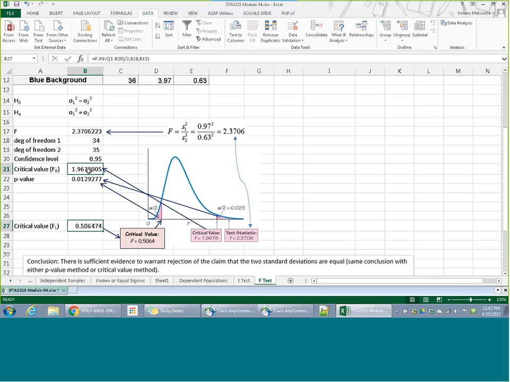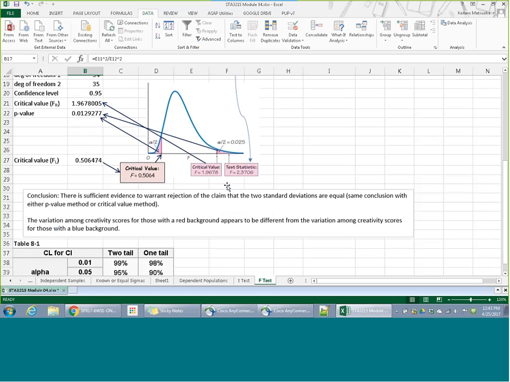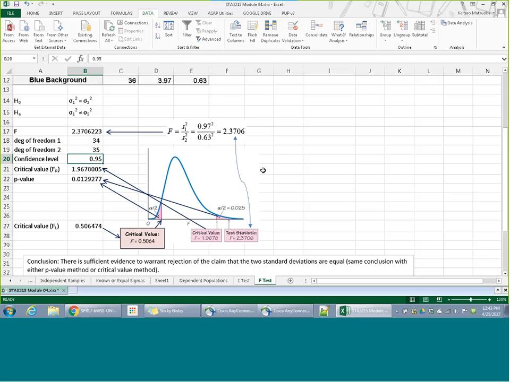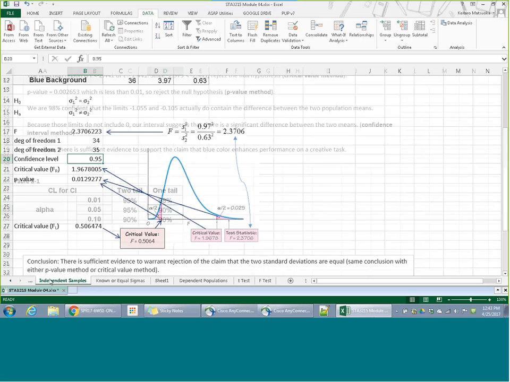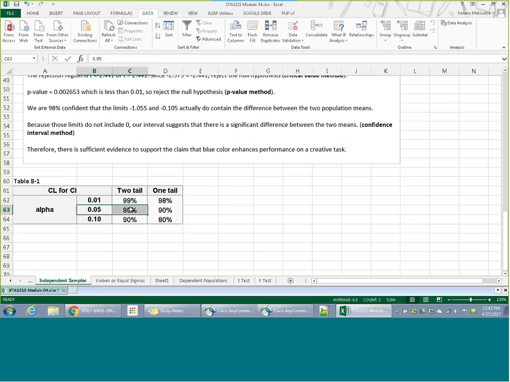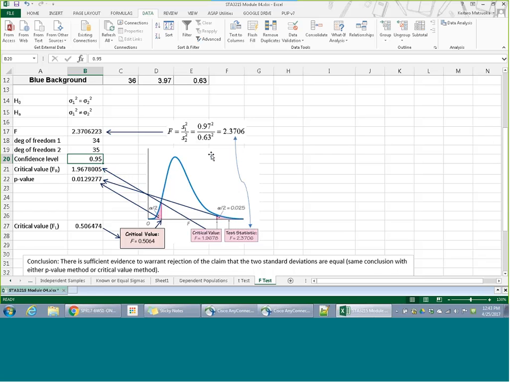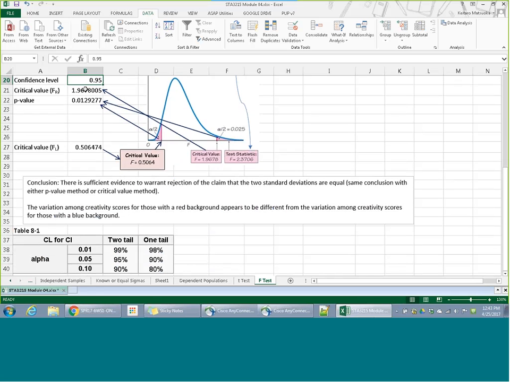In this case, we're going to be using the right side critical value because the test statistic is onto the right. So the critical value is here. The test statistic is over here, which is in the rejection region. So hopefully you know now that we're going to be rejecting the null hypothesis. Okay. Confidence level is 95% because we're doing a two-tail test according to this. Okay. So with that, we have left critical value, right critical value, and p-value method.